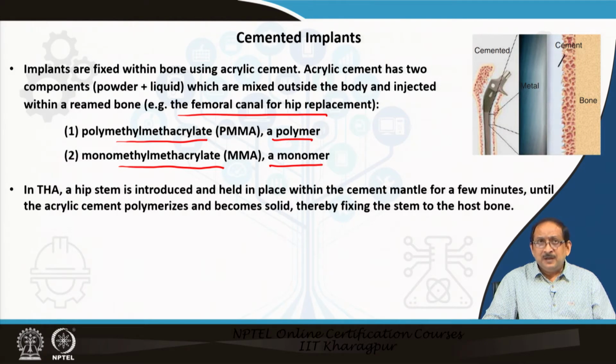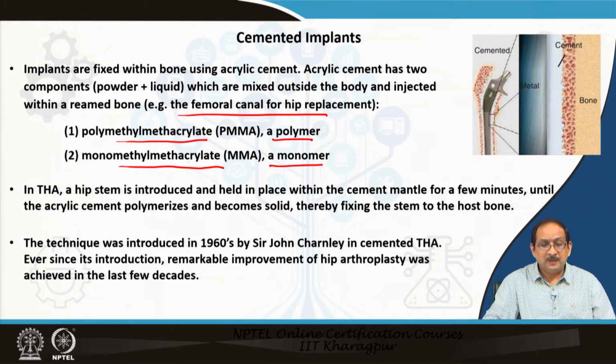Now, in total hip arthroplasty, a hip stem is introduced and held in place within the cement mantle for a few minutes until the acrylic cement polymerizes and becomes solid, thereby fixing the stem to the host bone. This technique was introduced in the 1960s by Sir John Charnley in cemented total hip arthroplasty. Ever since its introduction, remarkable improvement of hip arthroplasty was achieved in the last few decades.